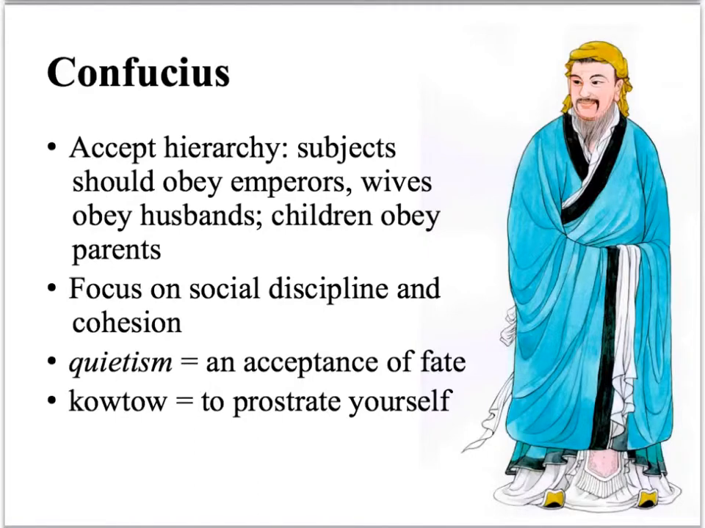This acceptance of hierarchy and acceptance of authority lay at the heart of Confucius. For him, subjects should obey the emperor, and wives should obey their husbands, and children should obey their parents. And the focus, therefore, was on social cohesion through acceptance of that hierarchy and authority. This led to, therefore, quietism, an acceptance of fate that you should protect the status quo as far as possible. Now, one symbol of this acceptance of authority was the practice of kowtowing, whereby you prostrated yourself on the floor before the person of higher authority to show that you accepted their authority.